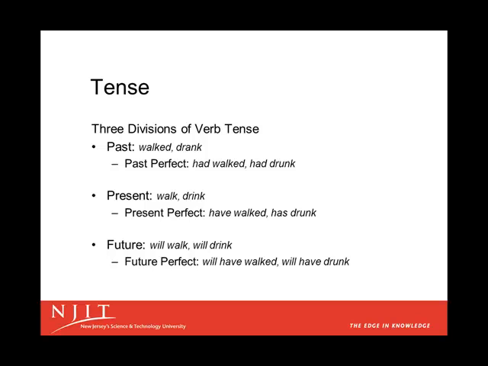The future perfect tense is formed by using will have with the verb's past participle. Will have walked or will have drunk, as in the sentence, the meeting will have finished by 5 o'clock. It denotes an act, state, or condition that is expected to be completed before some other future act or time.